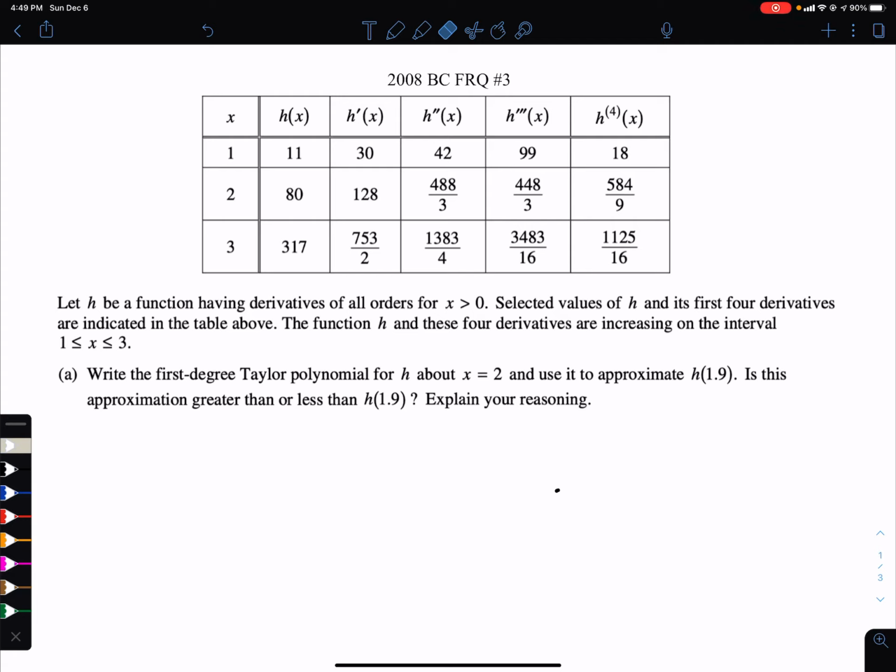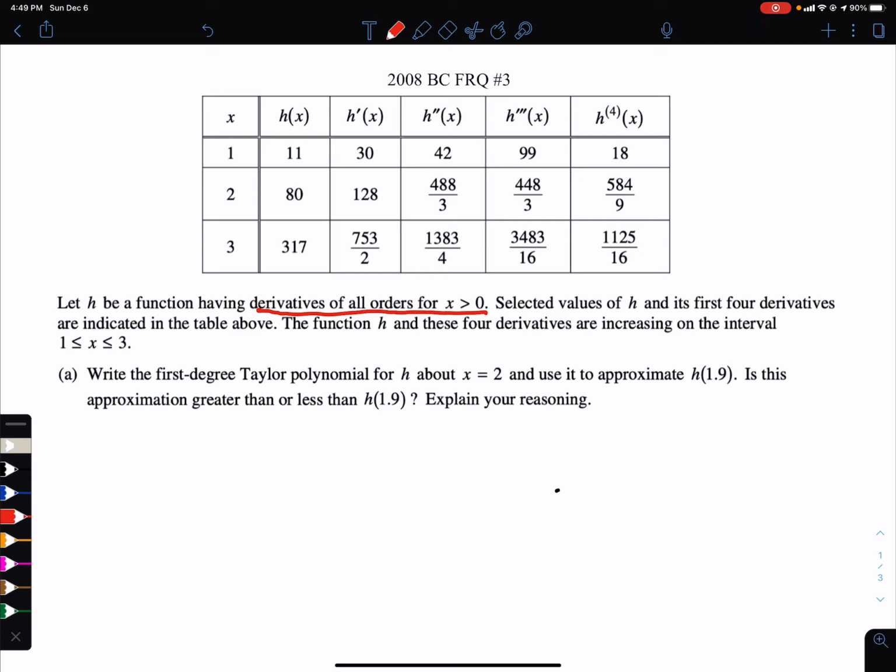This is the 2008 BC Form A FRQ number 3 on Taylor series. Let's read this to make sure we're not missing important things. Let h be a function having derivatives of all orders for x greater than 0. So the derivative exists for all of these. Selected values of h and its first four derivatives are indicated in the table.